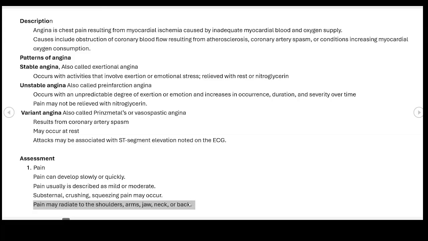One of the questions that we ask is, is the pain moving to any part of the body? If it's moving to the shoulders, to the arm, or to the jaw, or to the back, please think about cardiac. That is going to be helping you with your prioritization. It's more cardiac related.